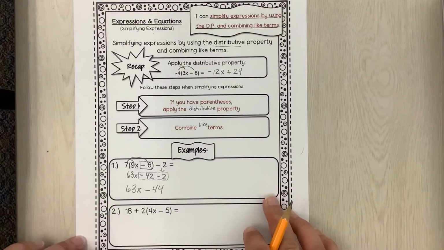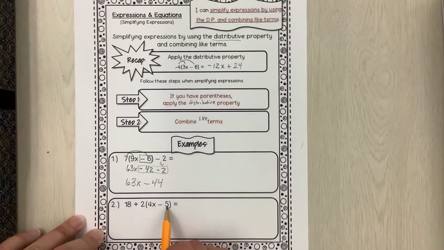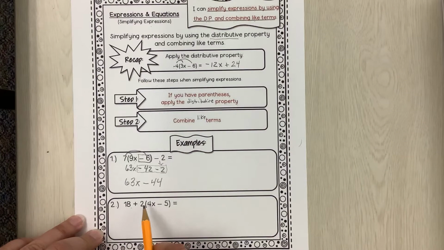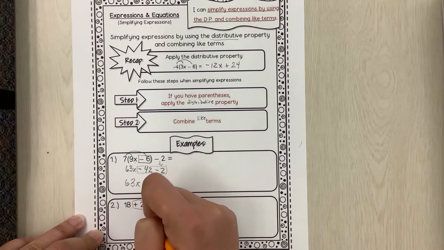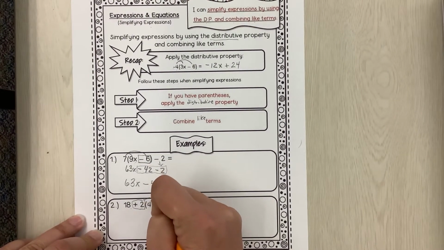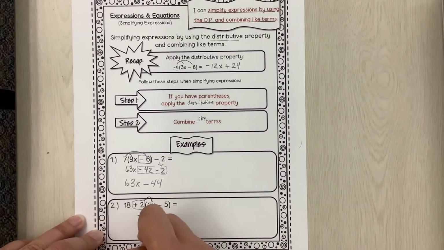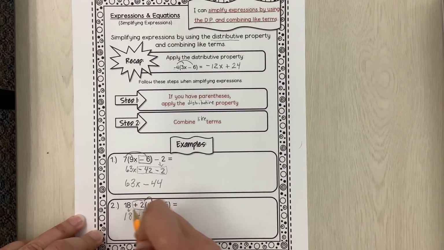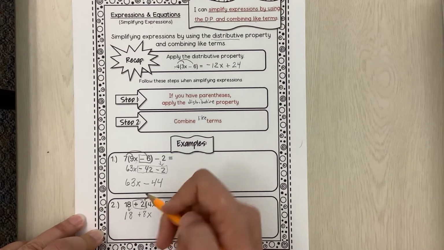So let's try number 2. Number 2 says 18 plus 2 times 4x minus 5. That's how you would read that. So the first thing we need to do is our distributive property. Get rid of the parentheses. So a positive 2, remember you're taking the symbol in front of it, a positive 2 times a positive 4x is a positive 8x. And remember, bring down what you haven't used. So make sure you bring down that 18. It's not connected to parentheses, so we can just bring it down. We're not going to use it yet.